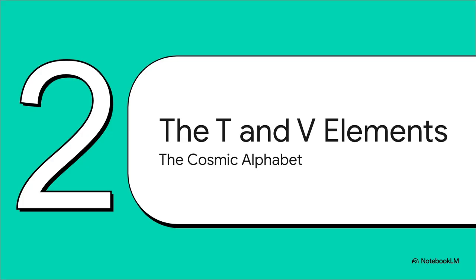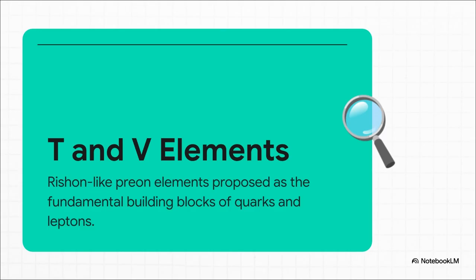Well, this model boils it all down to just two fundamental letters. That's it, two. And they're called the T and V elements. Now, these T and V elements are a type of preon, which is a hypothetical particle that could be what quarks and leptons are made of. But in this model, they're not just another smaller Russian doll. No, they are the absolute rock bottom level of reality. The idea is that everything is just some combination of T's and V's.